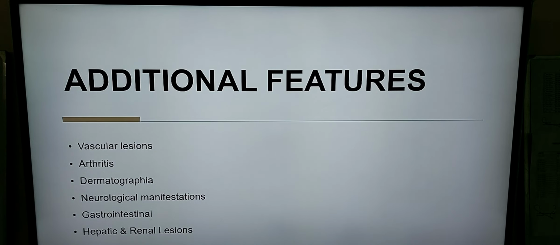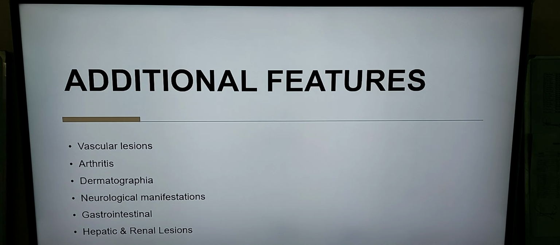Additional features that are encountered are vascular lesions. They can be coronary aneurysms, pulmonary aneurysms, thrombophlebitis. Arthritis can be an association, but mostly there is arthralgia seen in 30% of the patients. Then there is dermatographia, which is somewhat similar to the pathergy reaction. It just shows a hypersensitive response to stroking the skin. There is a characteristic cutaneous reddish lesion. I'll show you the pictures.